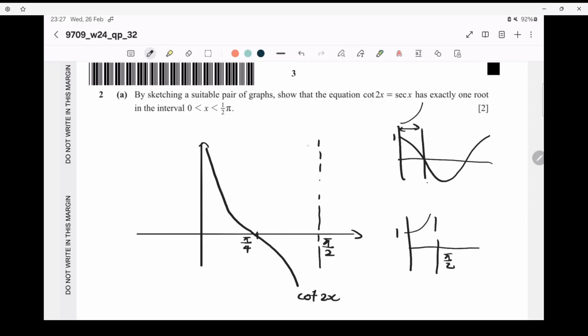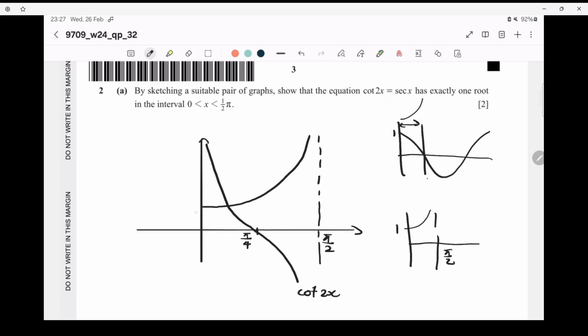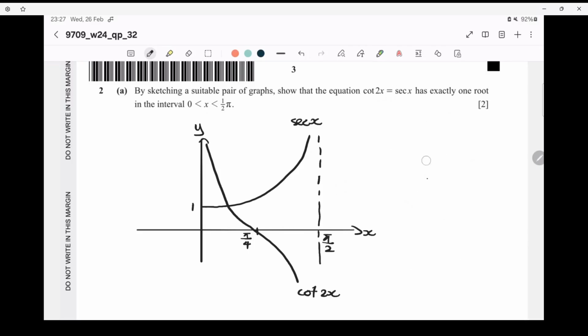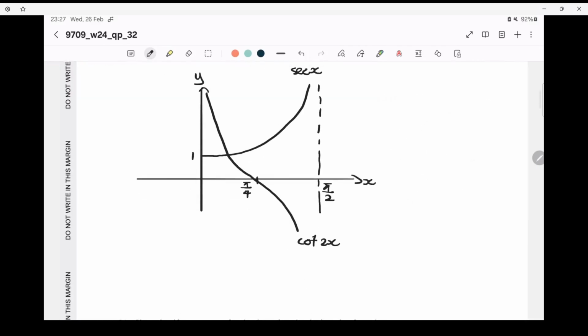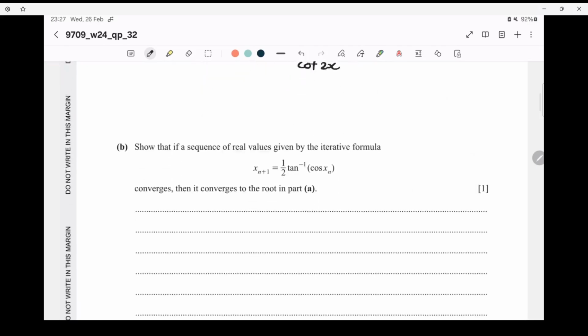So the other graph that you need to draw is basically something like this. So this will be 1. This is secant x. So that's how you sketch these two graphs quickly. So as long as you show this, that will be correct.